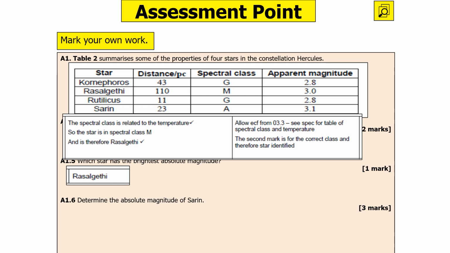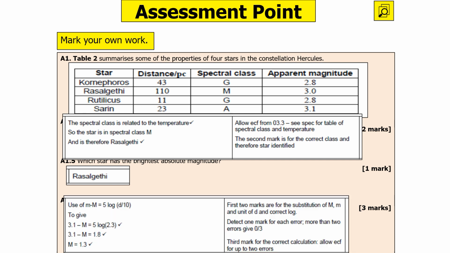And then the last one, you can work out this absolute magnitude by using your equation m minus M equals 5 log d over 10. Luckily, in the equation d is given in parsecs, so no need to convert. Pop in all the values and we get 1.3.